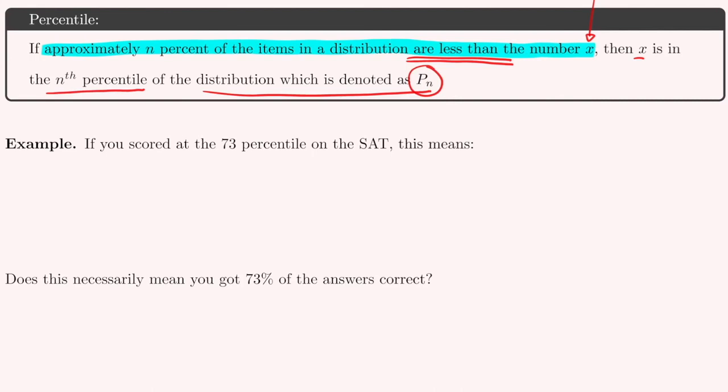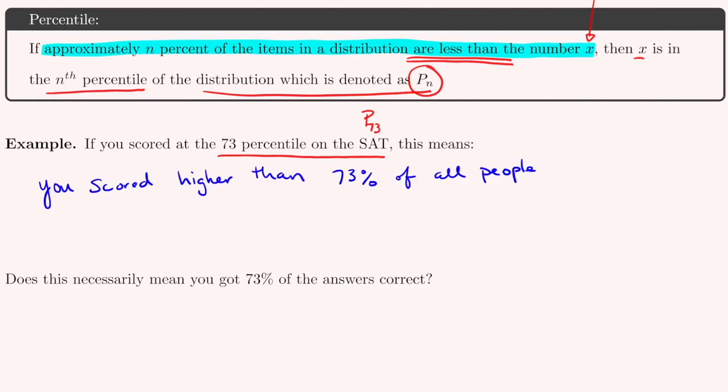Let's explain what that means in a context we might have heard before. If you scored in the 73rd percentile on the SAT, so that would be written as P73, this means that you scored higher than 73% of all people who took the SAT at that time. Now, does this necessarily mean that we got 73% of the answers correct? The answer to that is no. It doesn't tell us how many answers we got correct, it just tells us we scored higher than 73% of the other participants.